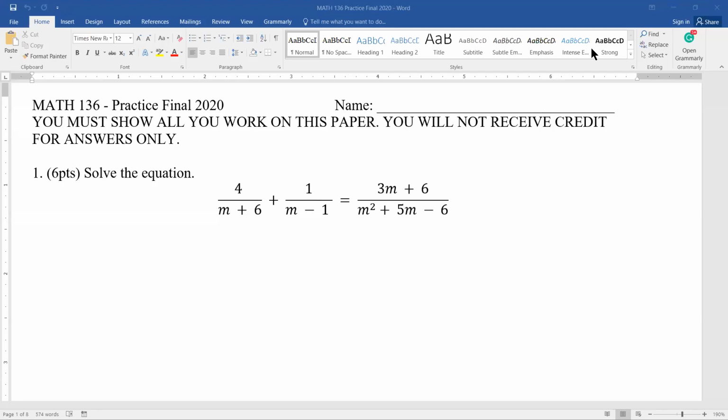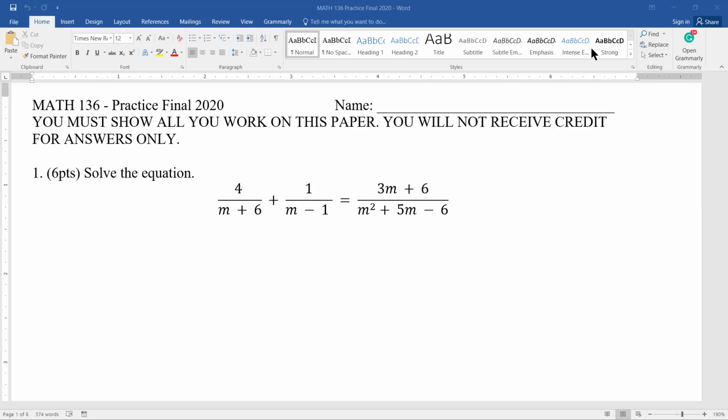Remember, when you have a rational equation, you want to figure out what the least common denominator is. To find the least common denominator, you're going to have to factor this quadratic right here. We would factor that using our asterisks. So we're looking for two numbers that multiply to give us -6 and add to give us 5. We would use the two numbers, +6 and -1. So this right here factors into m plus 6 and m minus 1.